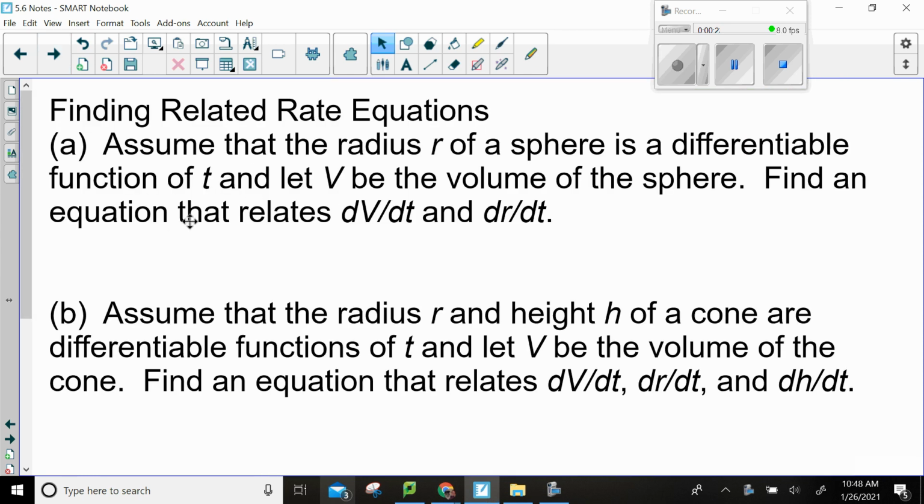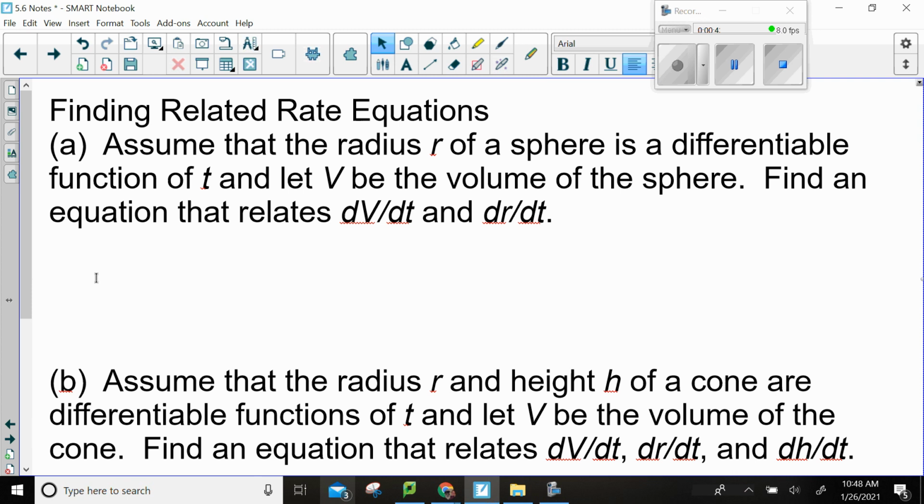So, finding related rates. Assume that the radius r of a sphere is a differentiable function of t. Let V be the volume of the sphere. Find an equation that relates dV/dt and dr/dt. I'm going to give myself a little more space because I know I write big. All right, so we have a volume formula for a sphere, which looks like this.